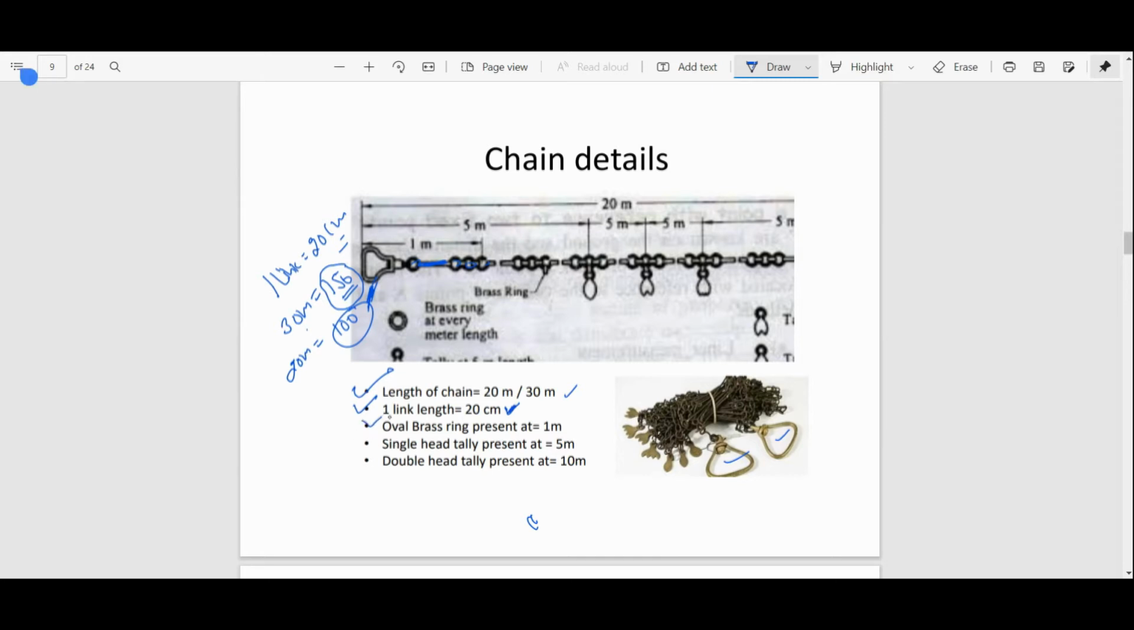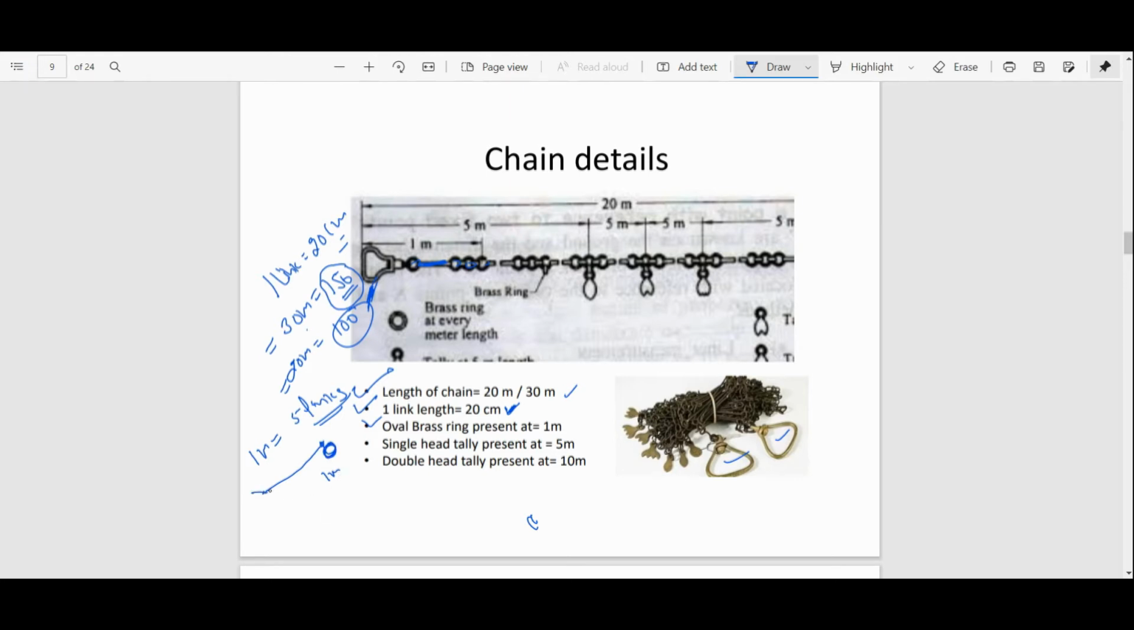An oval brass ring is present at every 1 meter. You already have an idea that a 30-meter chain has 150 links and a 20-meter chain has 100, so you can easily calculate that 1 meter has how many links? 5 links. 5 links equal 1 meter. So after 5 links there is one oval ring. This oval ring represents a distance of 1 meter.